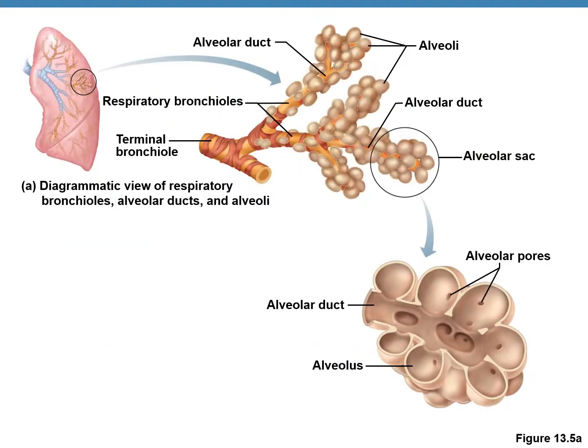This figure shows the structure of the alveoli, alveolar ducts and alveolar sacs, and you can compare the structure to a cluster of grapes. So the stem of the grapes would be the alveolar duct, one cluster of grapes would be the alveolar sac, and each individual grape would be an alveolus. That means grapes are alveoli, singular alveolus, plural alveoli.